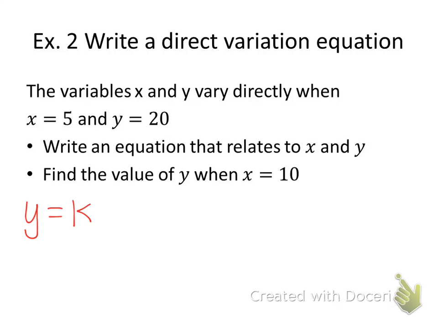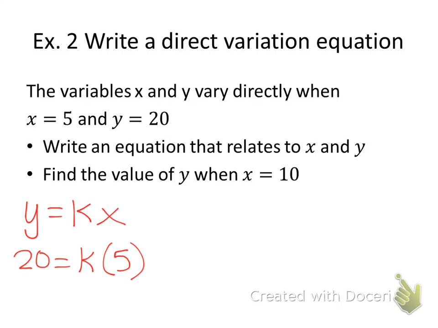Y equals kx, or k times x. So let's plug in the numbers that we know. We know that x is equal to 5 and y is equal to 20. So I'm going to write 20 equals k times 5. Now all we want to do is solve for k.